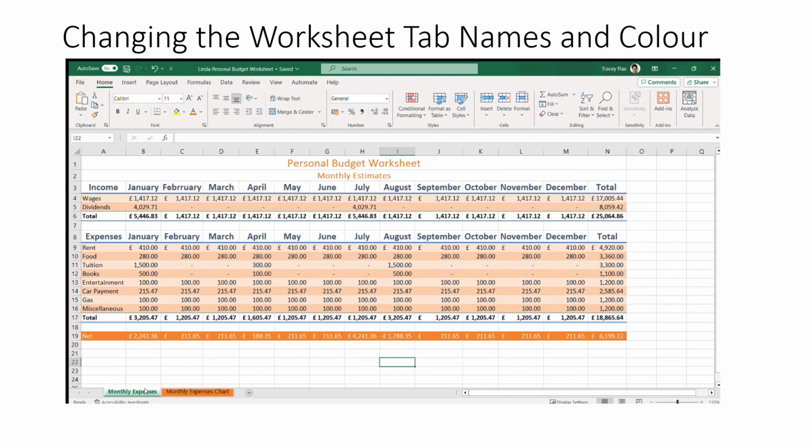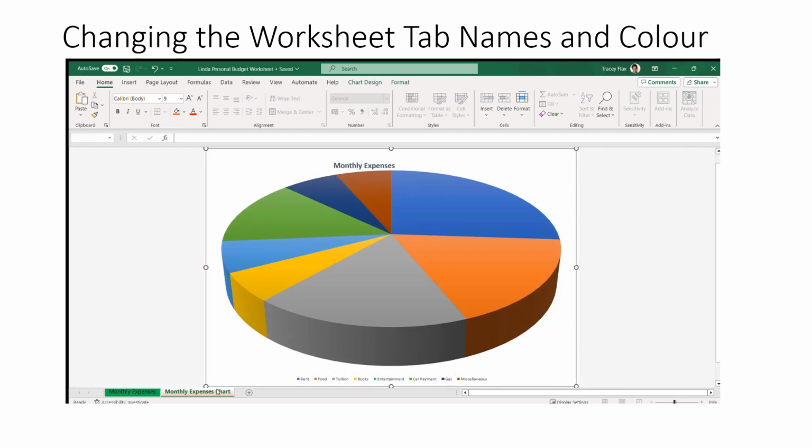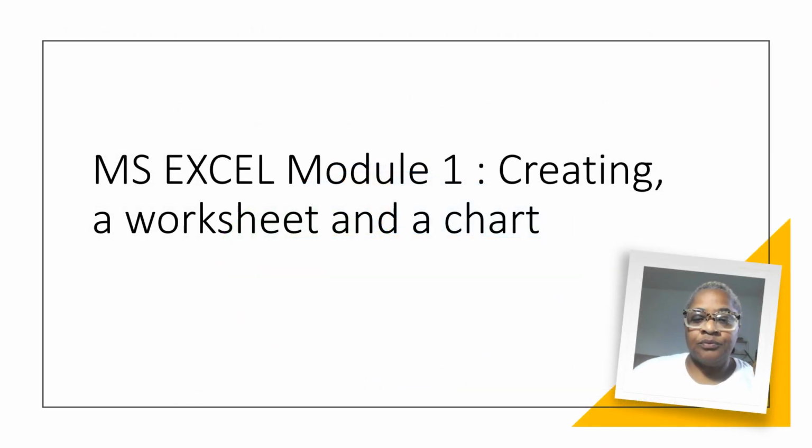And basically, that's the end of the chapter. The worksheet is all formatted. We have our chart, which is formatted. So that's the end of module 1 for Excel.